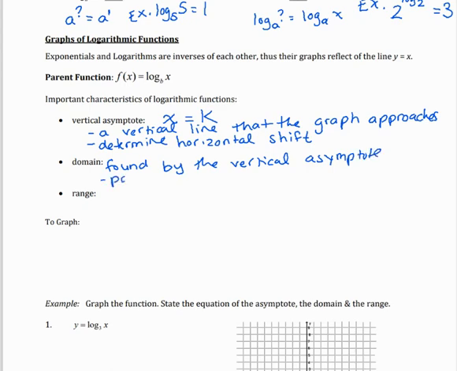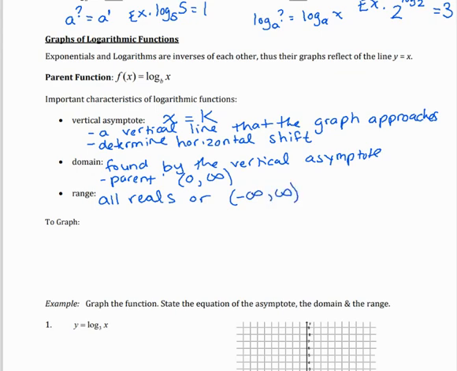Okay, the parent one is from 0 to infinity. So now if I shift to the left 2, now it will be from -2 to infinity. If there's a reflection over a certain axis, we may be from -infinity. Our range is going to be all real numbers. Remember, for an exponential, our domain was all real numbers. So since this is an inverse, we'll have all real numbers for our range.